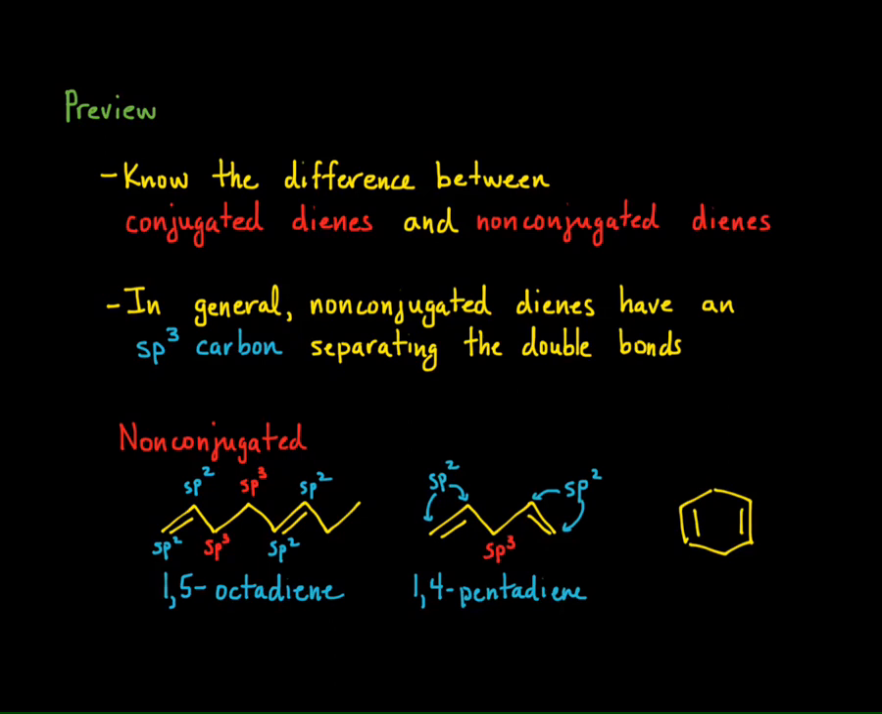And then lastly, we can even look at a cyclic diene. Obviously, this is also not a conjugated system. And this is called 1,4-cyclohexadiene. And you see that there is an sp3 carbon in between the two double bonds. And so because of that, it is not conjugated.